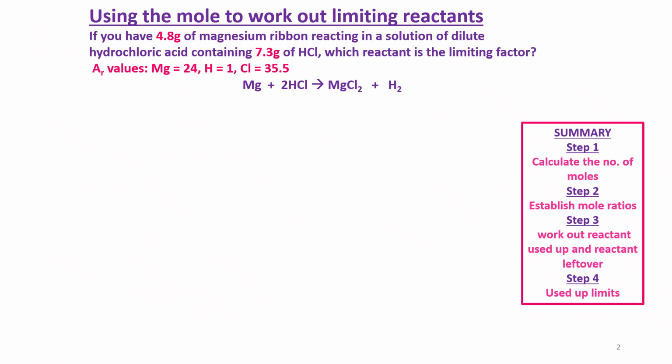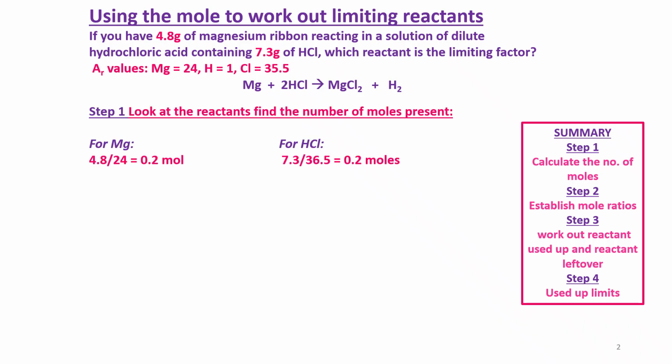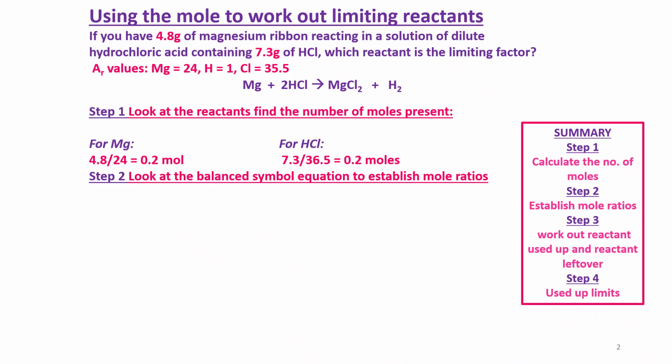So if you've got 4.8 grams of magnesium and 7.3 grams of hydrochloric acid, which reactant is limiting? Well, we've got masses, so let's turn those into moles first. We've got 0.2 moles of magnesium and 0.2 moles of hydrochloric acid. Let's look at the balanced symbol equation to establish mole ratios.